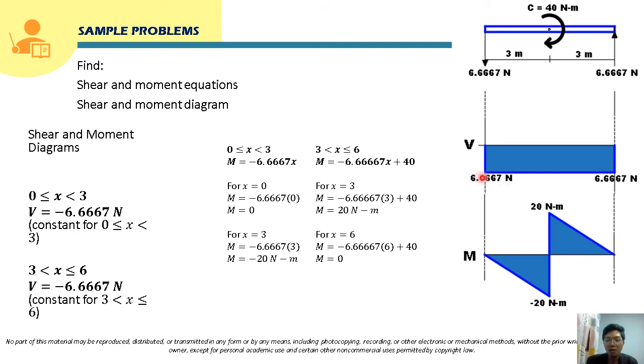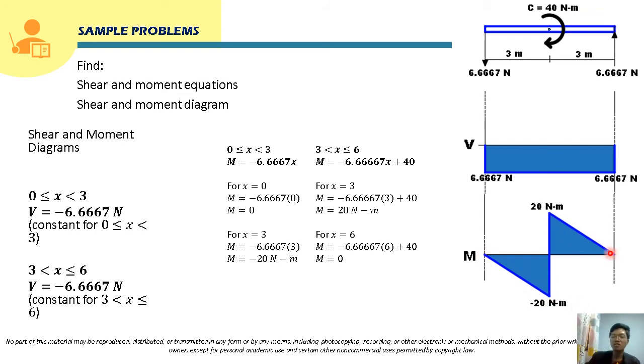So class, at x equal to 0, the moment is 0. For x equal to 3, from the first segment, the moment is negative 20. Since this is negative 20, it will be plotted below the x-axis. That's why it's here. Now for the second segment, the moment at x equal to 3 is 20 Newton meter, and for x equal to 6, the moment is 0. So class, we have here this point, this point, this point, and this point.